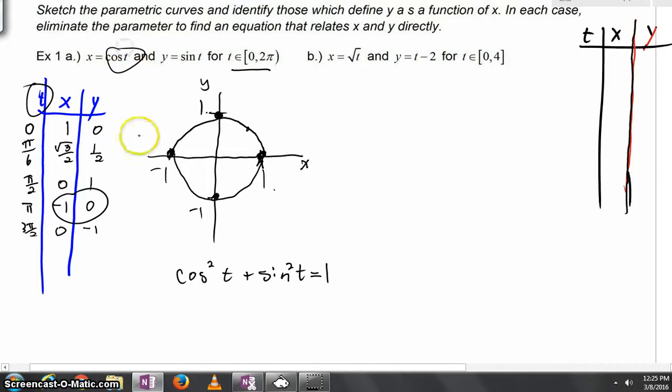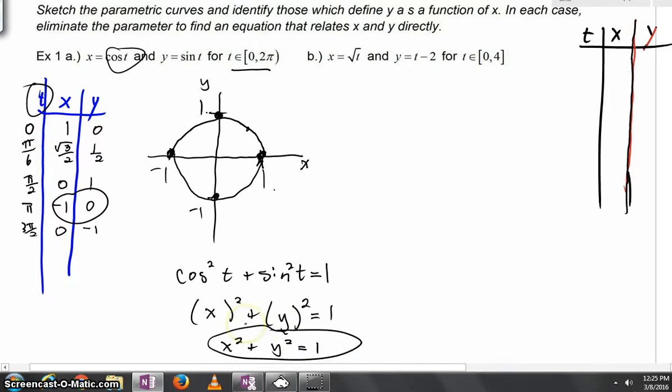But cosine of t is really x, so this is really x squared. Sine of t, we just said, was y. And here you have it, the basic equation of a circle, actually the unit circle. You have a center at 0, 0. Your radius, of course, would be a 1. So that's a wonderful way that you could get some immediate confirmation in the rectangular coordinates.